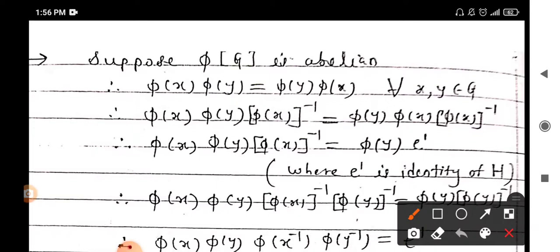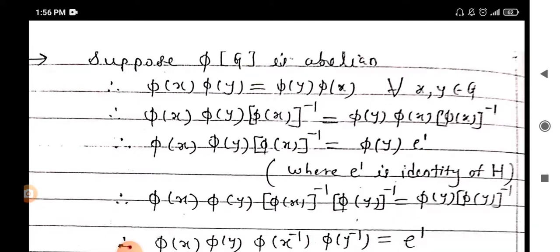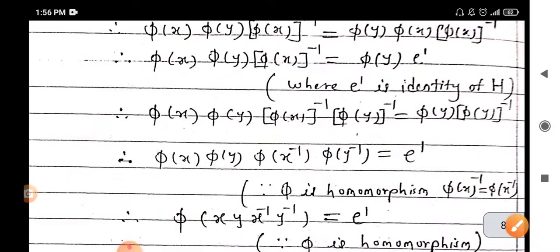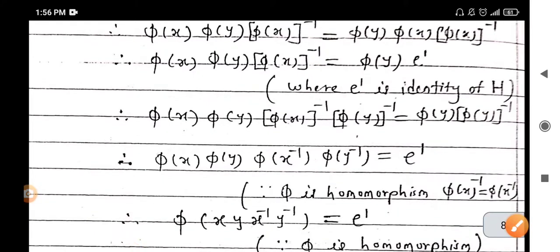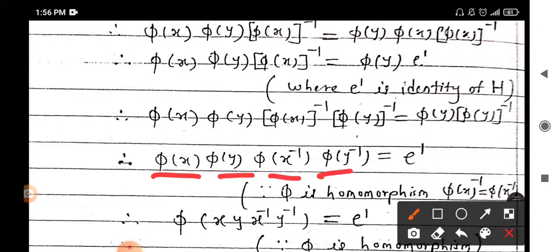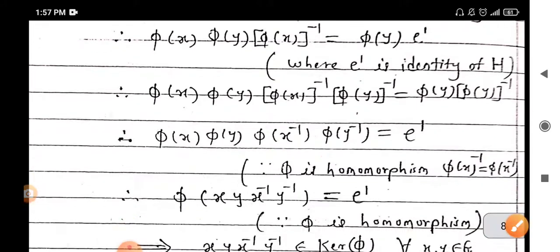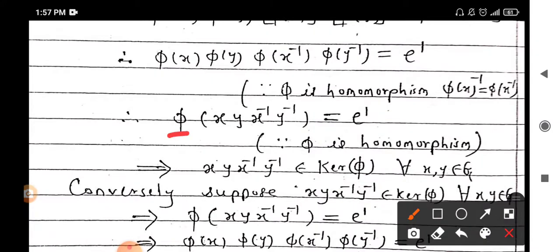Then pre-multiplying by phi of x inverse, this implies phi of x into phi of x inverse is identity. Therefore, we have phi of x into phi of y into phi of x inverse equals phi of y into identity. Similarly, pre-multiplying by phi of y inverse, we have phi of x, phi of y, phi of x inverse, phi of y inverse is identity. But phi is a homomorphism, this implies it becomes phi of x y x inverse y inverse. It is an identity. This implies x y x inverse y inverse belongs to kernel of phi.